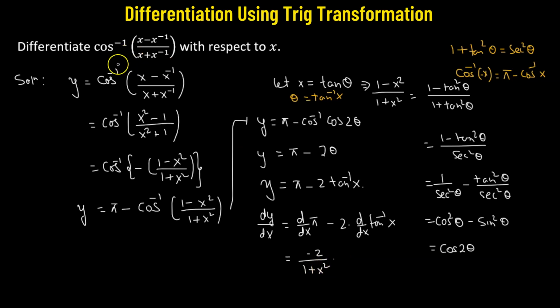Hence the derivative of cosine inverse of (x minus x raised to the power of negative 1) divided by (x plus x raised to the power of negative 1) with respect to x will give us the value negative 2 divided by 1 plus x squared. Let's move on to the next problem.